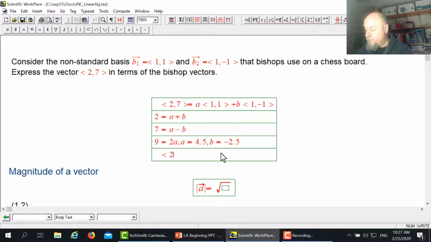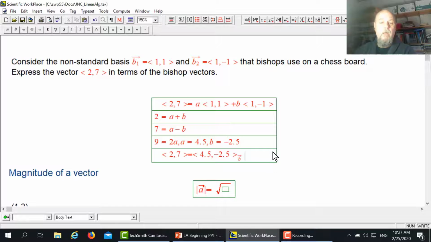So I could write 2, 7 in the standard is equal to 4.5 b1s and minus 2.5 b2s. But I want to say that this is in the standard and this is in the bishop vectors. So let's do a subscript that I'm in these special bishop vectors. So I'm telling the reader this 4.5 means 4.5 b1s. This minus 2.5 means minus 2.5 b2s.